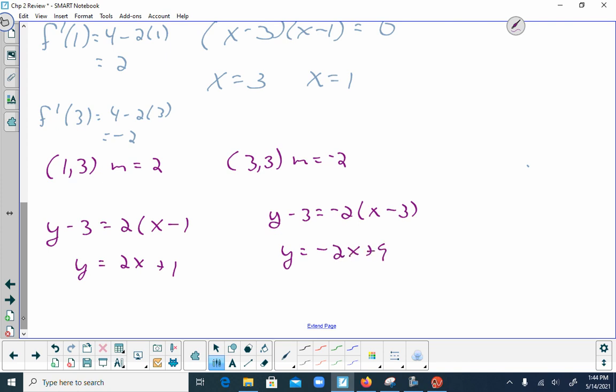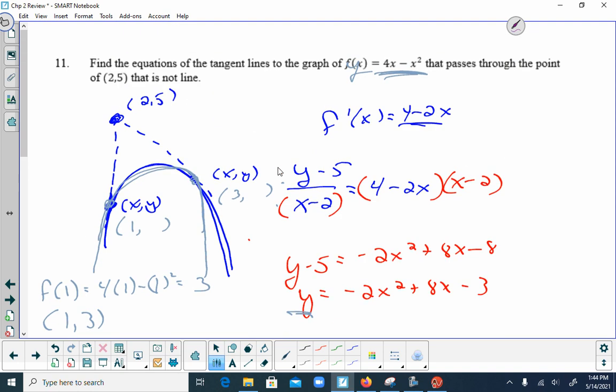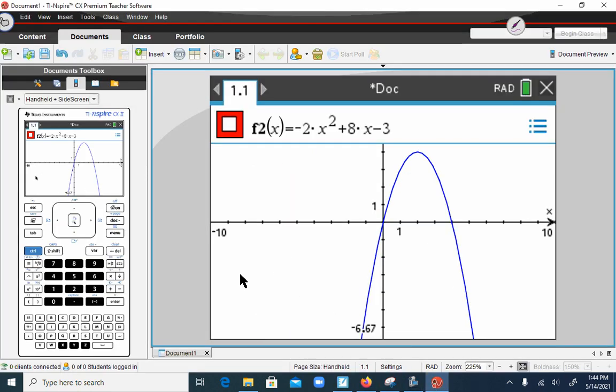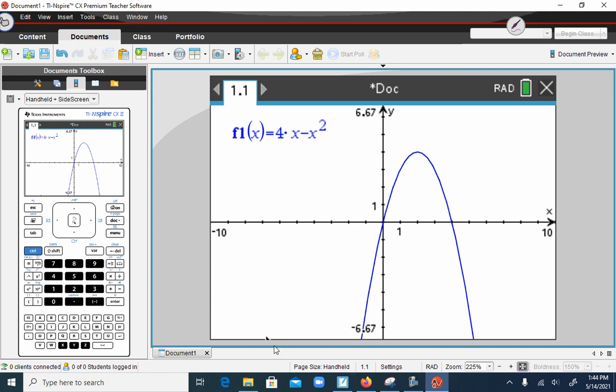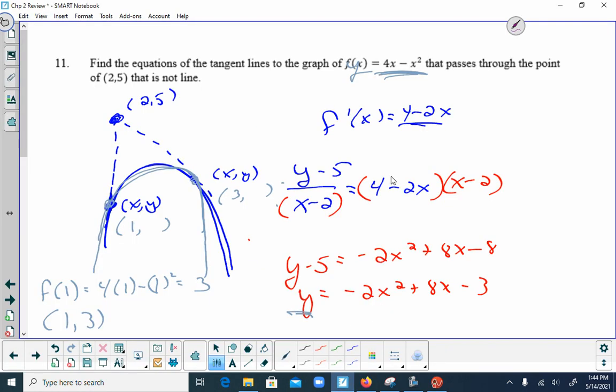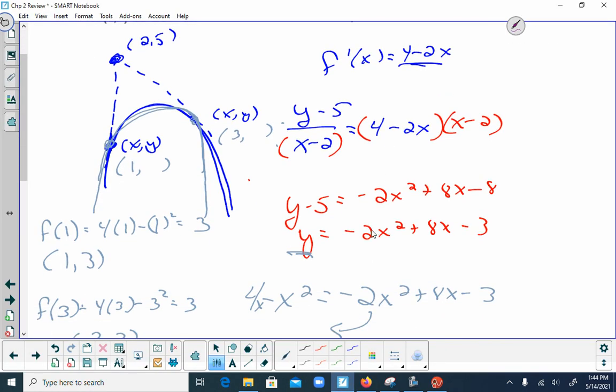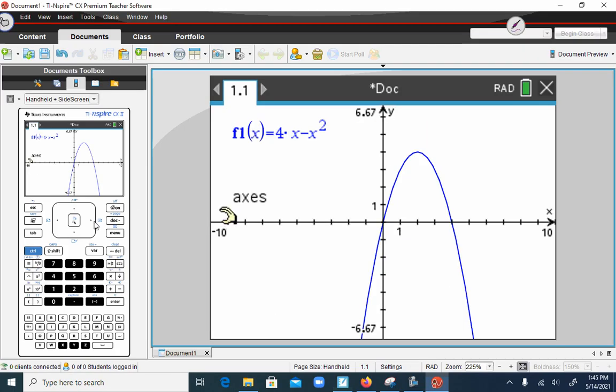And then I thought I'd show you what that looks like on the calculator. So what I did is I graphed my original equation way up here. I graphed the 4 minus x squared. And here's a graph of 4 minus x squared. Then what I did is when we solved here and we found this equation here, remember that's some type of parabola that has the two places that intersect that have a tangent line through (2, 5). So I went ahead and I graphed that one.